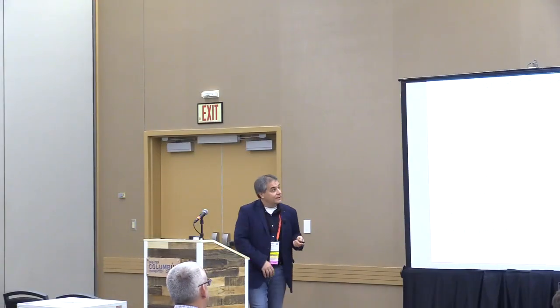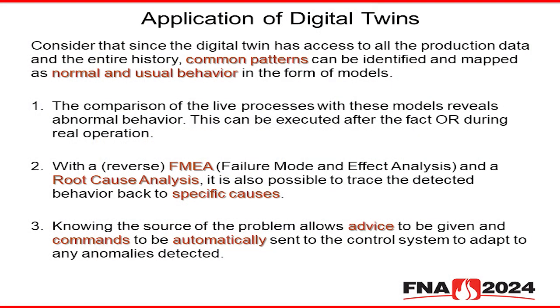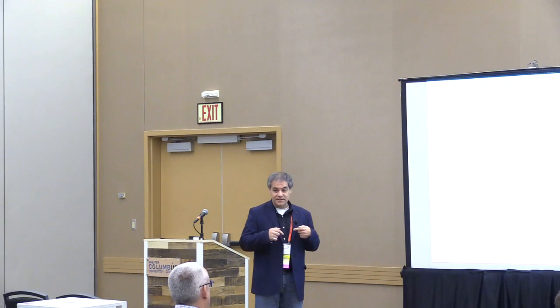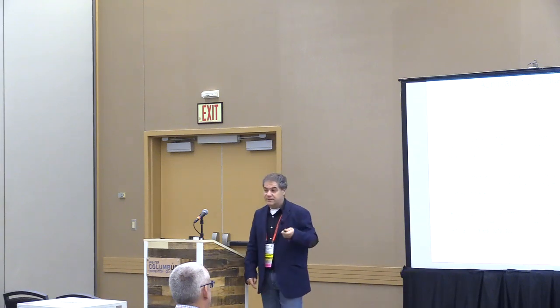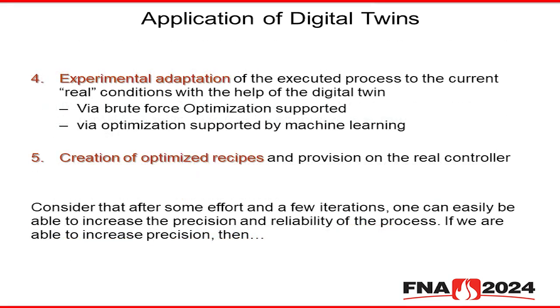So now, let's get to our application. I'm able to consider that my twin has access to all this information. I have a comparison between live and electrical. I'm able to do a reverse failure mode effect analysis. So I can have my maintenance team punch in to fix this problem. We change the filter. When we change the filter, everything went well. It learns that changing the filter has this effect. If I'm able to know the source of the problem, I could give advice on what the solution may be. I now have the experimentation adaptation.